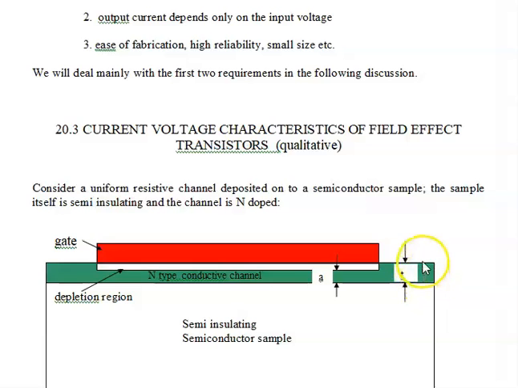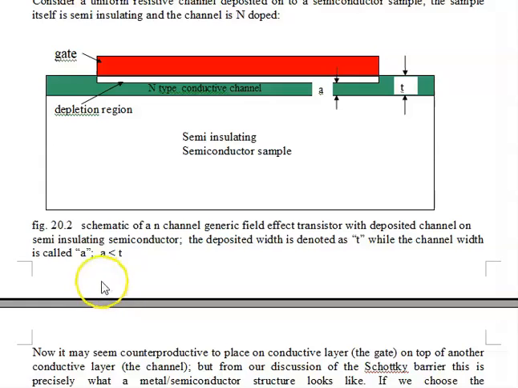The thickness of the conductive layer we're going to call T, but the conductive channel we call A will be less than T, because part of that conductive layer is made up of a depletion region where there are no charges. So A will always be less than T.